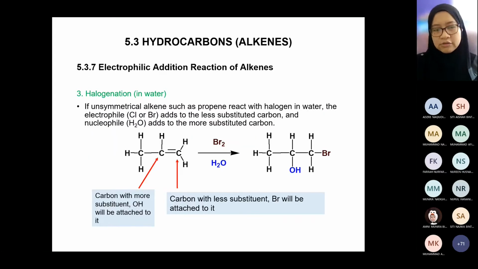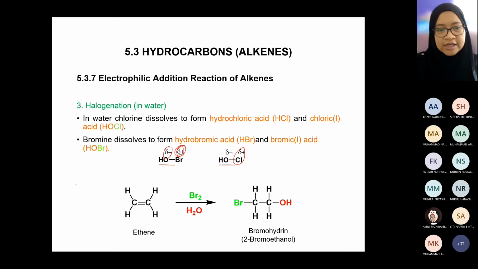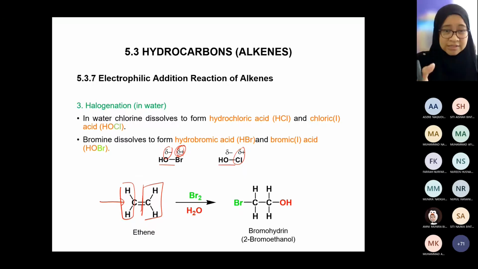Okay, so this is the one that I've mentioned to you just now. Yang ini tadi saya kata dia symmetry. The molecule is symmetry. Macam mana tahu dia symmetry? When you try to cut this into two, you will get the same side. Okay, the same side for both carbon. Macam sama. So this is what we consider as symmetry.